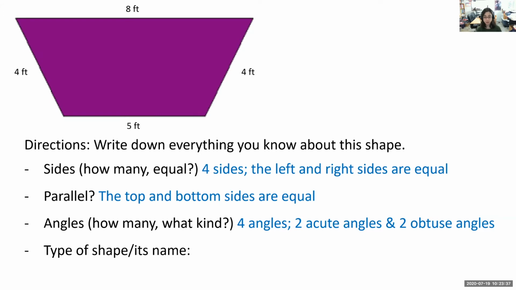Now my last question for this particular shape is, what is the type of shape? Like, what is its name? And there's 2 different names that this could have. So the first name is going to be a trapezoid. This is a trapezoid, but there's also another name, and it starts with a Q. Do you know what this name is?